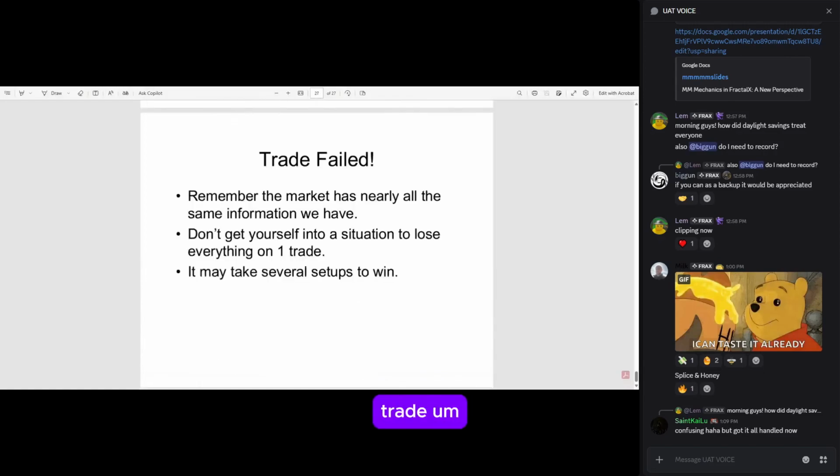And again, on a failed trade, the market generally, unless there's insider trading going on, has the same information we have. Citadel has a little more information because they're clearing transactions for people. It's not exactly a fair fight. So I do have a little bit more. But for the most part, the market is kind of sharing the information it's got with everybody. You don't want to get yourself in a situation to lose everything in one trade.